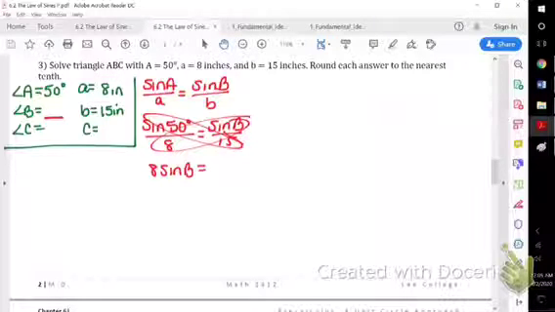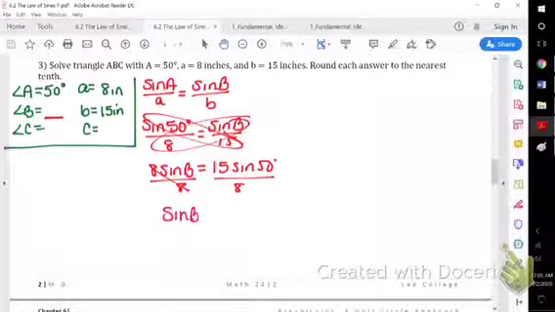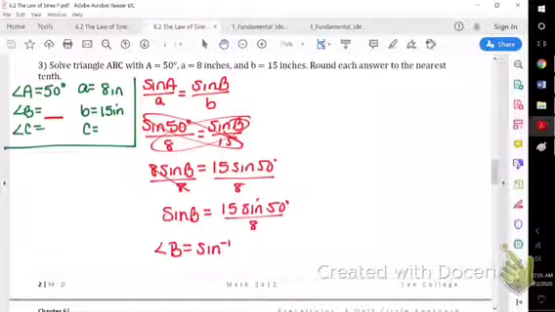So 8 sine of B equals 15 sine of 50 degrees. Divide by the 8. So sine of angle B equals 15 sine of 50 degrees divided by 8. And then remember, we're after an angle, so anytime we're after an angle, we take the inverse. Alright, so let's put that in our calculator. And what does it tell us?